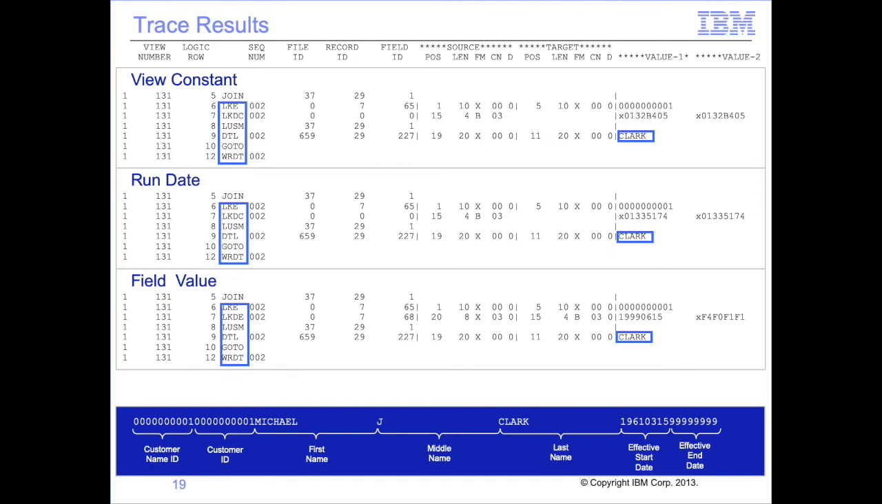The logic table trace for one record against all views is shown here. Each view executes an LKE to move the customer ID 1 to the lookup key. Then each executes the effective date build, either an LKDC or an LKDE. The LUSM lookup function is performed, and then the customer's last name is moved to the extract file through a DTL data lookup function, and the record is then written using a WRDT write the extract record data area function code. We'll examine the details of each of these on the following slides.